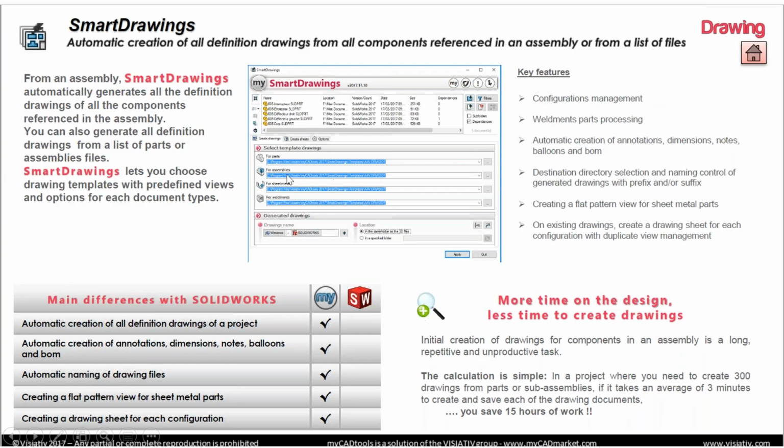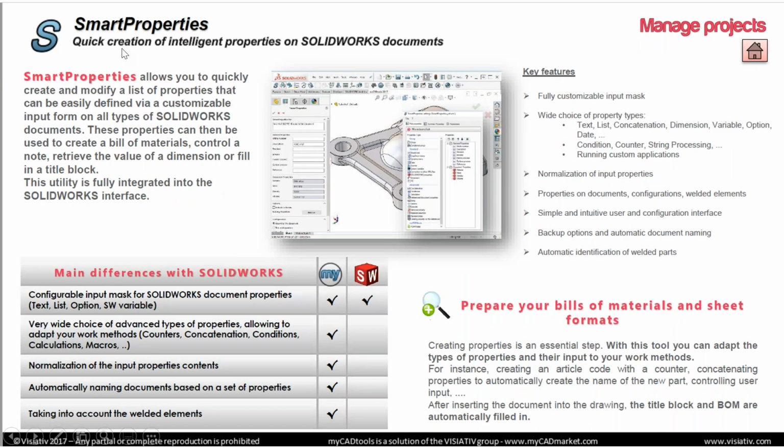So you need to have a template and add on all the files here. Next is smart properties. This allows you to create and modify the list of custom properties in your part and assembly. It will come out as an input form, and you just need to select the value that you want. Once you apply, it is automatically shown in the part. The input form can be customized as well.